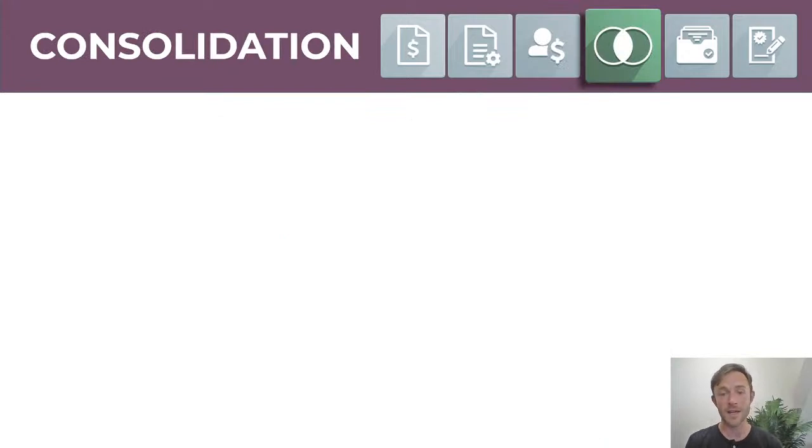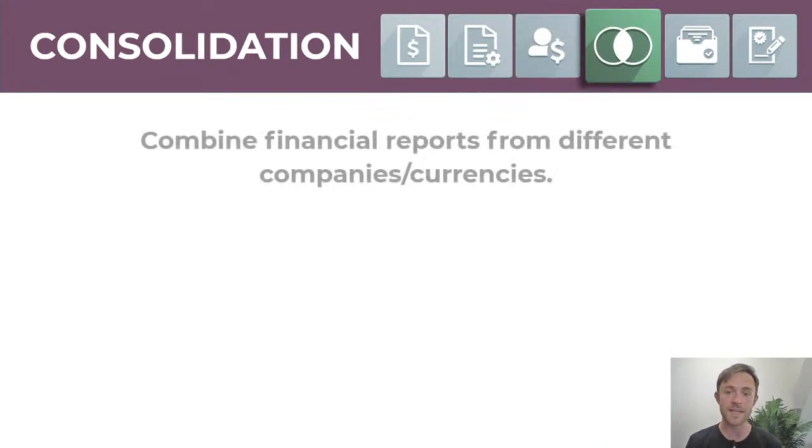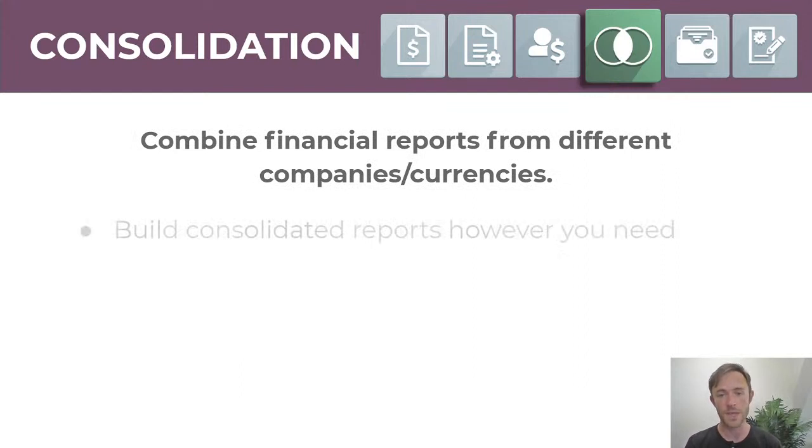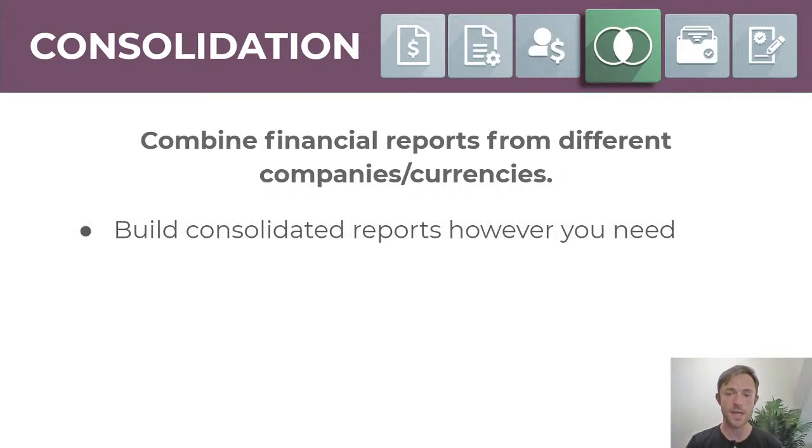Next is the consolidation app. That's a pretty specific app. It lets you combine your financial reports from across different companies and different currencies. It is a tool for building out the reports that you need in order to have it in whatever format you need for comparisons and, well, consolidation. It's really ideal for multi-company. That's kind of what it's meant for primarily, where you pick and choose from your parent-child companies or your sister companies.